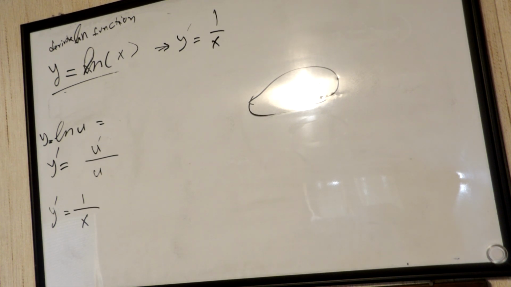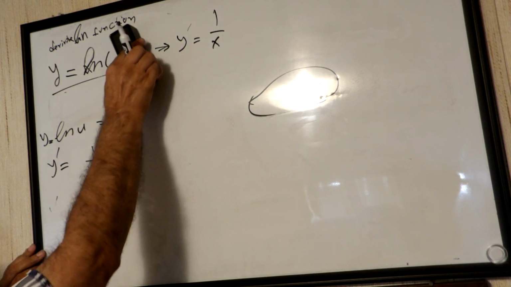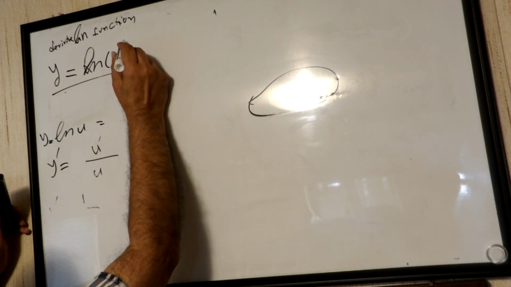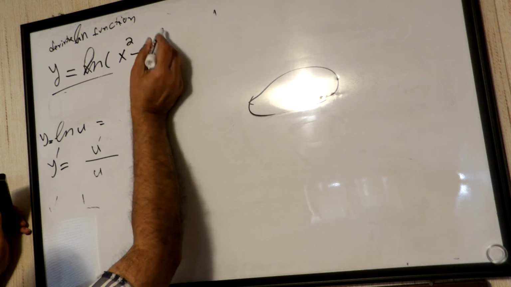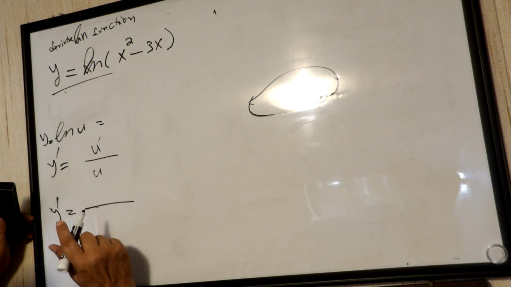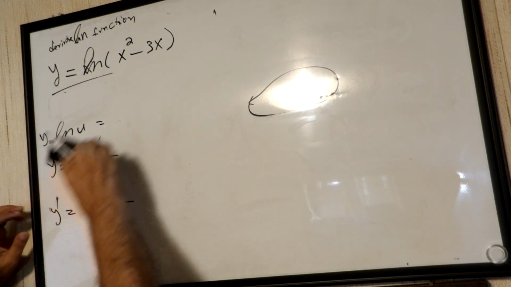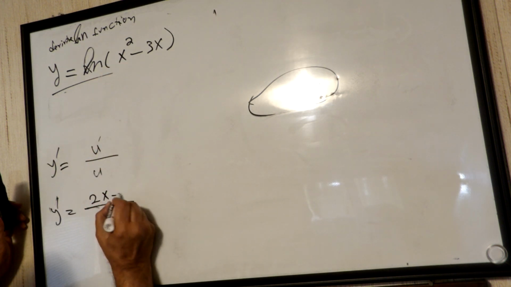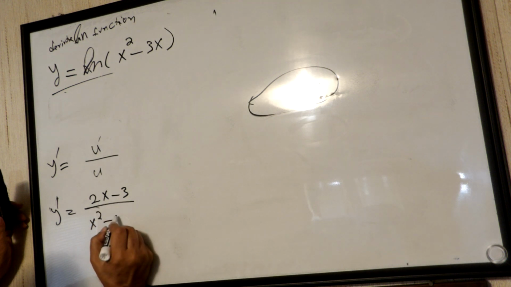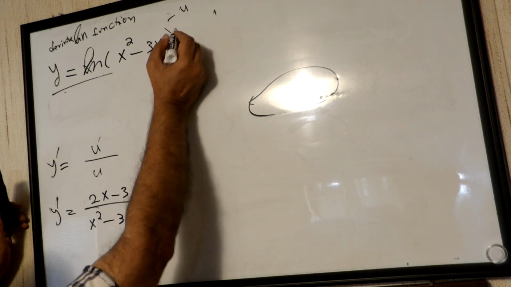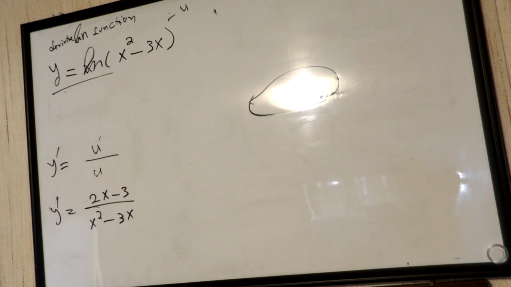Do we need to solve another example? Okay, yeah, ln of x squared minus 3x. So what is going to be y prime of this? It's going to be u prime over u, okay? U prime is going to be 2x minus 3, and then you write u, x squared minus 3x. You just rewrite the whole thing. This is u, and the u prime is this one, 2x minus 3.